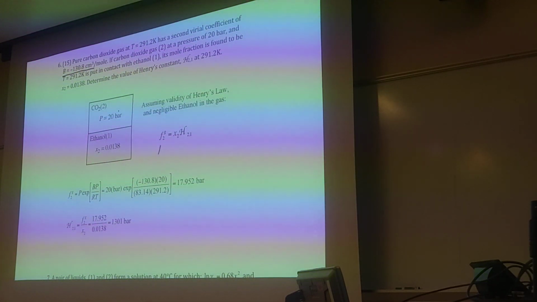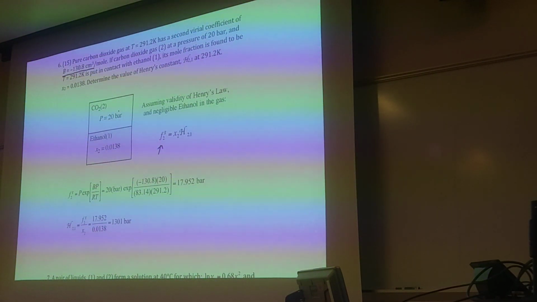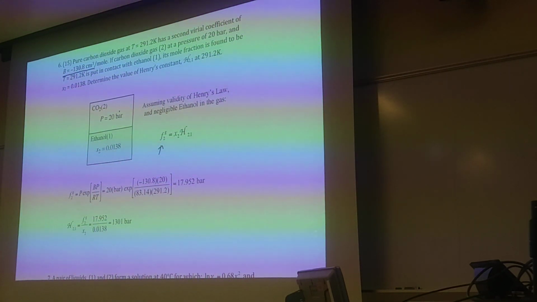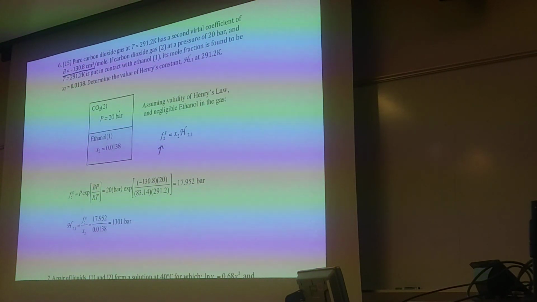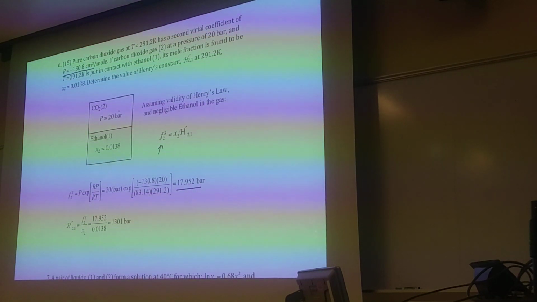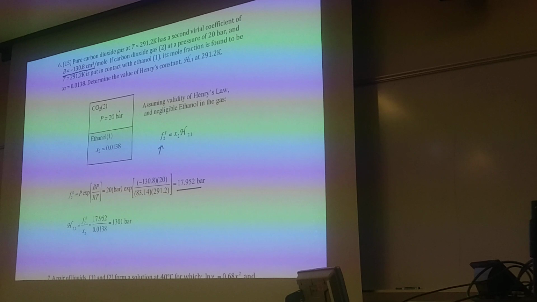So now we need to evaluate that, and the fugacity of a pure gas is given conveniently here as just the pressure modified by the factor, which is the exponential of the second virial coefficient times P over RT. Put in the numbers for that, we get a fugacity in the gas phase of 17.952 bar, from which we can calculate Henry's constant as 1301 bar.